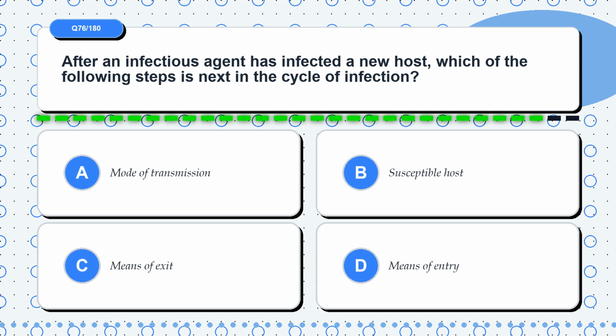Question 76. After an infectious agent has infected a new host, which of the following steps is next in the cycle of infection? Here are the options. Option A, mode of transmission. Option B, susceptible host. Option C, means of exit. Option D, means of entry.